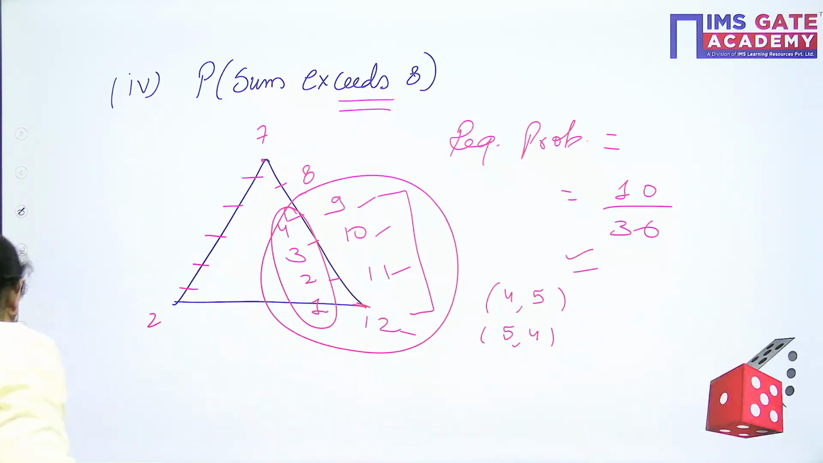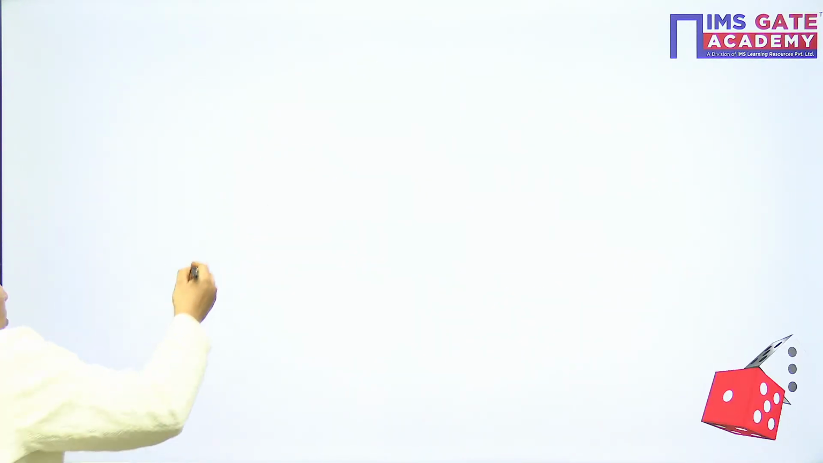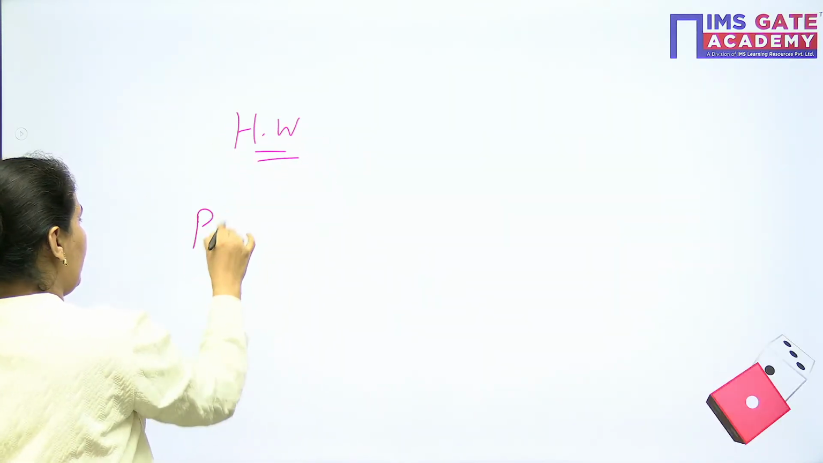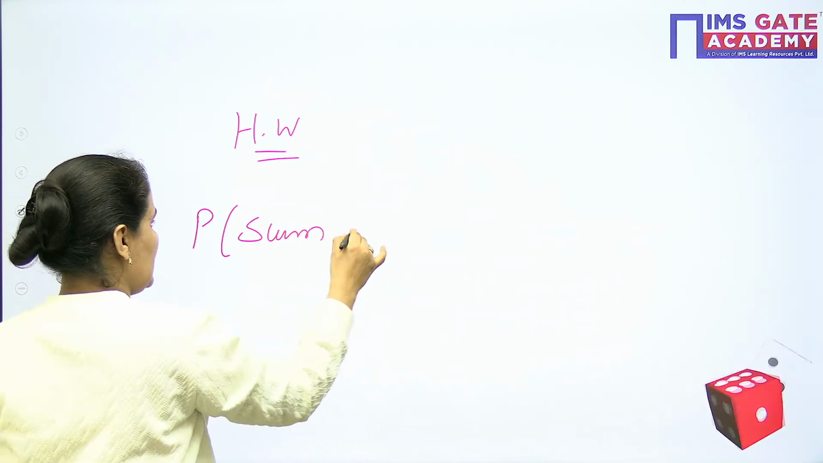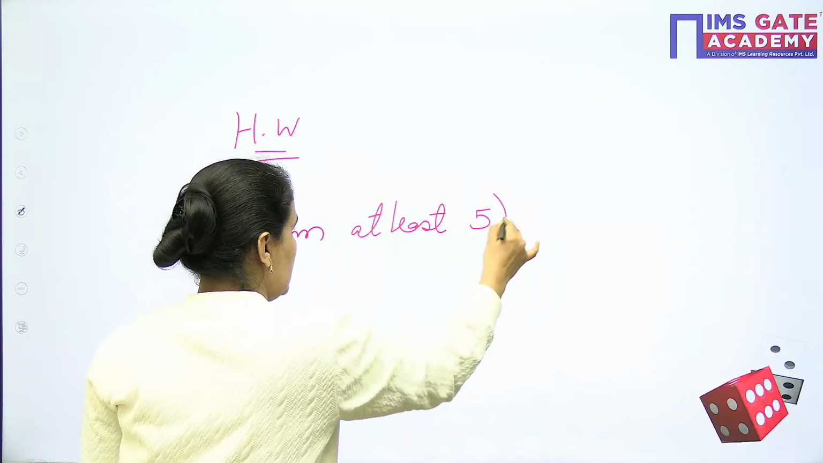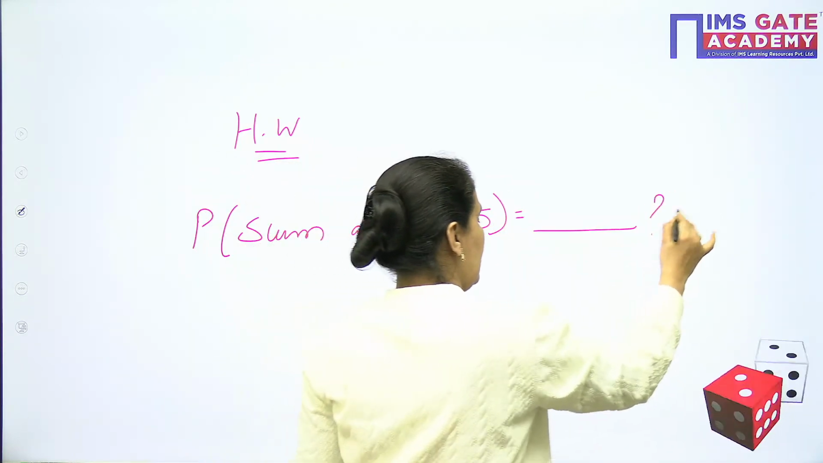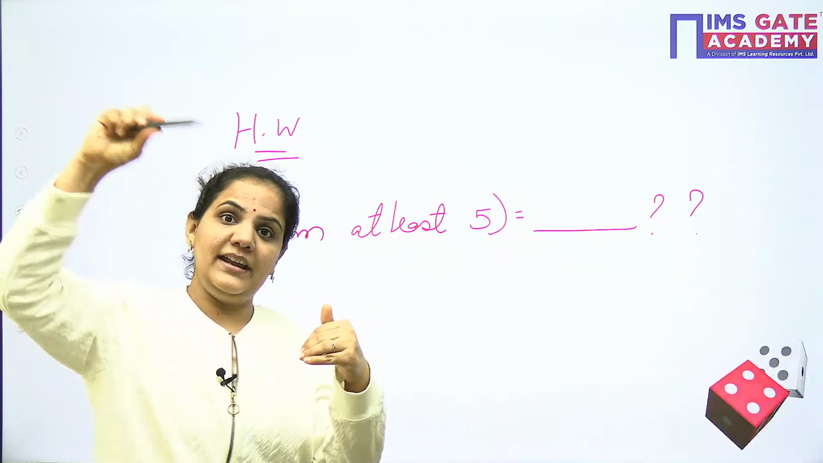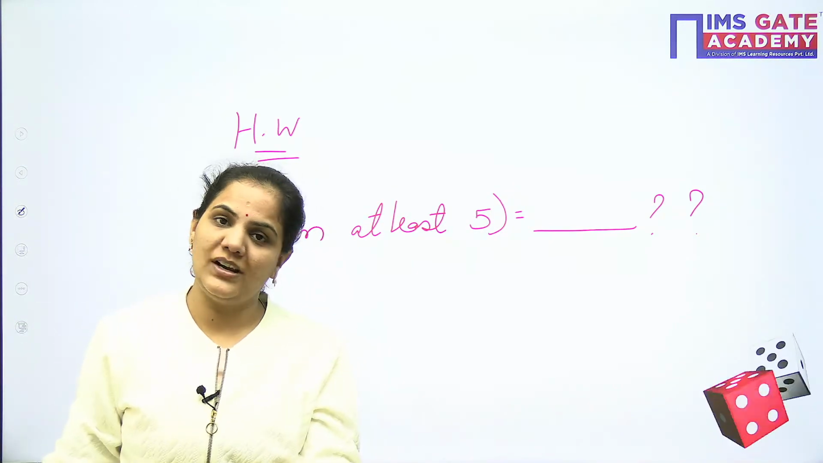Now I am giving you an example and question. You can approach this one, and this is your home assignment. You guys can go for finding the probability of getting sum at least 5. At least 5 means it's talking about 6, 7, 8, 9, 10, 11, 12. So you can approach accordingly.